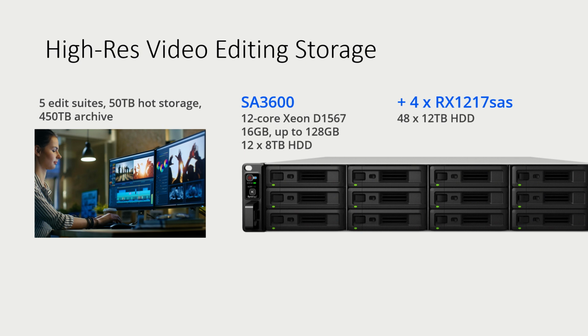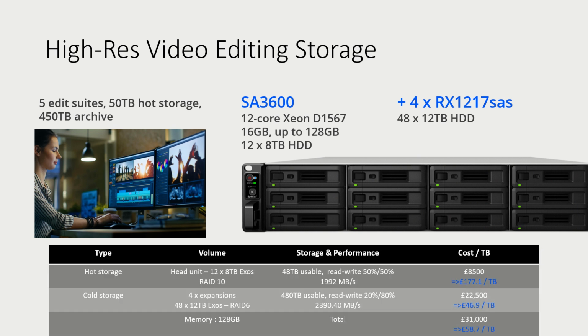So for the first one, video editing, we're just going to detail it a bit more, the actual unit that we choose. So the SA3600 is our current flagship in our ultra scalable range. You can see it can be paired with here 4 expansion units, again to deliver that archive storage. It could actually go up to 7 if you needed, so more scalability down the line.